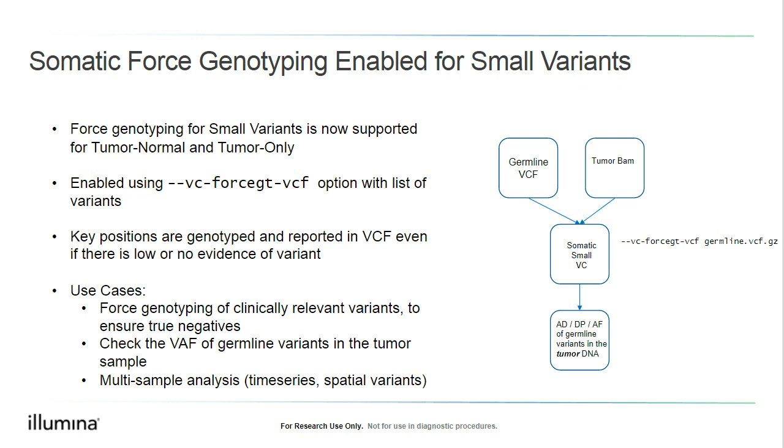Again, the use cases are essentially forced genotyping of clinically relevant variants to ensure true negatives. You can also check the VAF of germline variants in the tumor sample, and also multi-sample analysis is one of the use cases that lets you do this. So again, something that we are carrying forward from our learnings from other callers and bringing in this more customizable feature to force genotype into the small variant caller for the somatic caller.